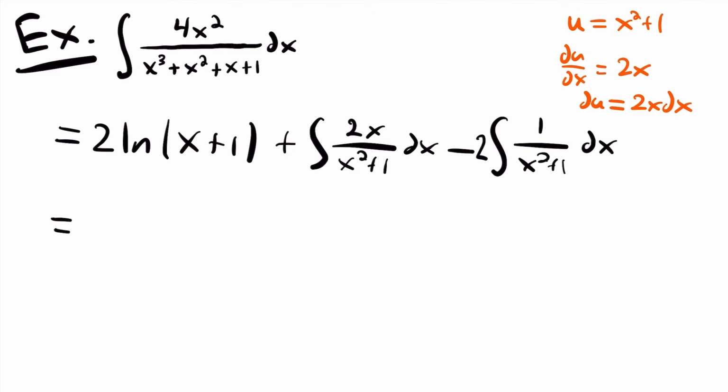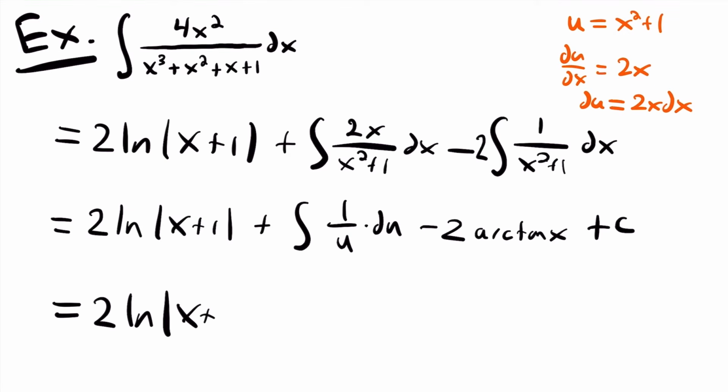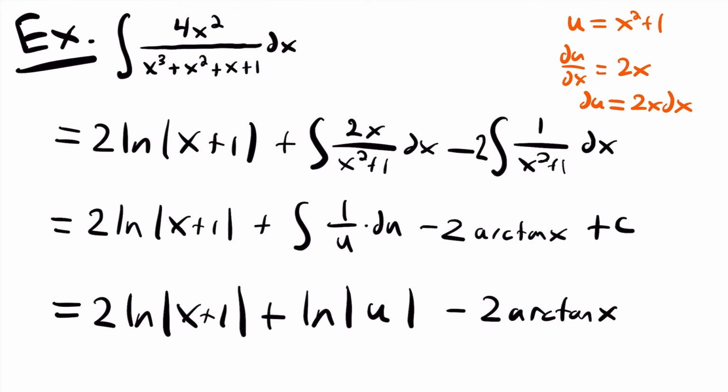And so we'll have that this is equal to 2 times the natural log of the absolute value of x plus 1, and then we can rewrite this integral in terms of u to have plus the integral of 1 divided by u times du, and then if we integrate this integral, we'll have minus 2 times arc tangent of x plus c. All right, and now we know that the integral of 1 divided by u is just the natural log of the absolute value of u, and so this will be equal to 2 times the natural log of the absolute value of x plus 1 plus the natural log of the absolute value of u minus 2 times arc tangent of x plus c.